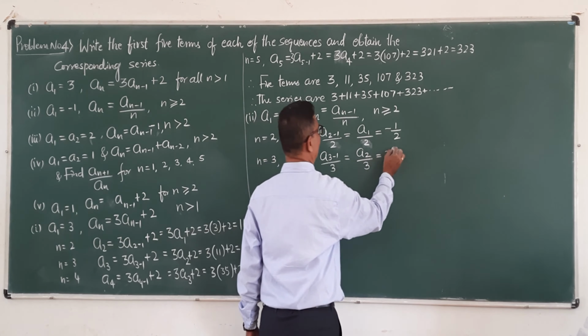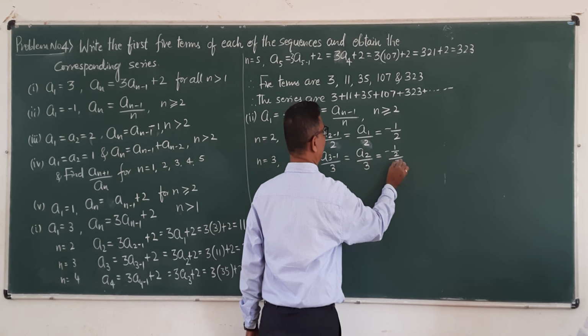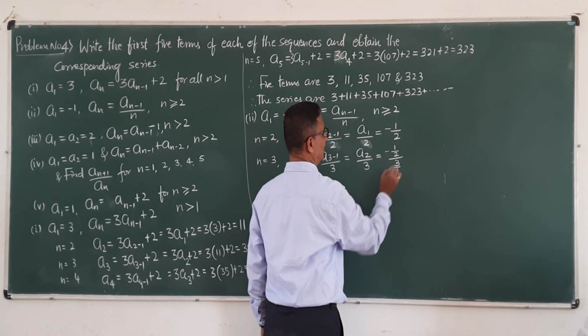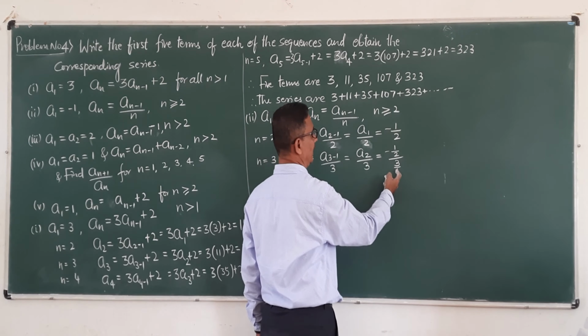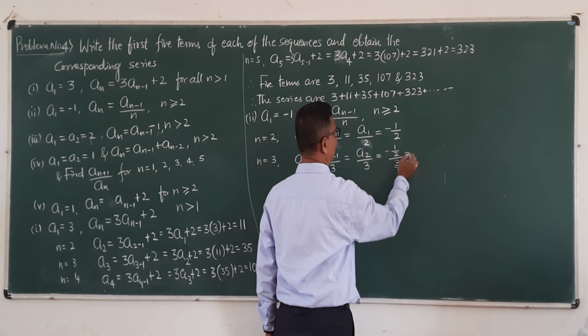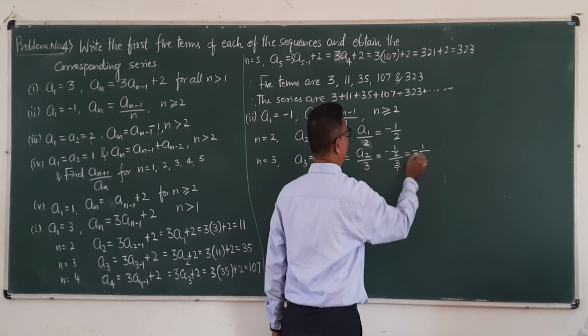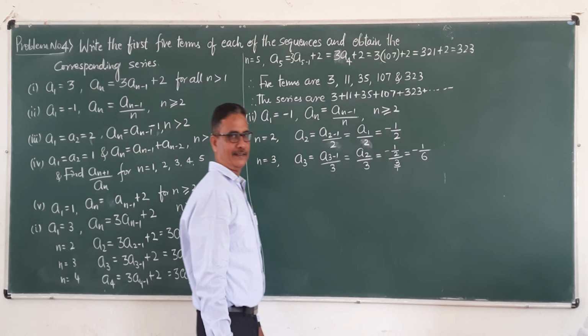But the a2 value is minus 1 by 2, divided by 3. 3 can be written as 3 by 1, right? If you take multiplication, that 1 goes to the numerator, that 3 goes to the denominator: 1 by 2 into 3, that is 6.